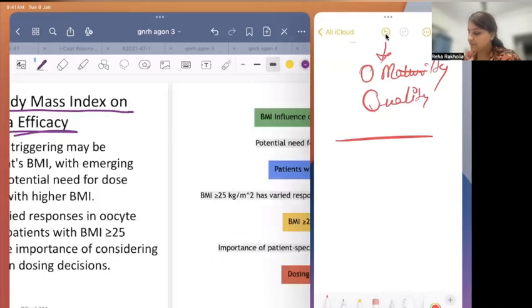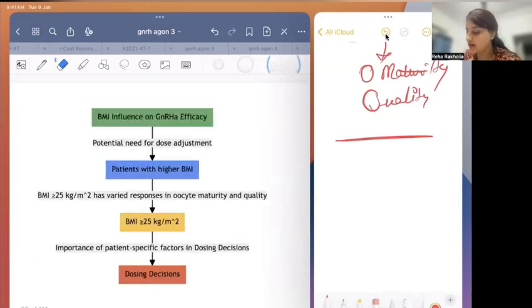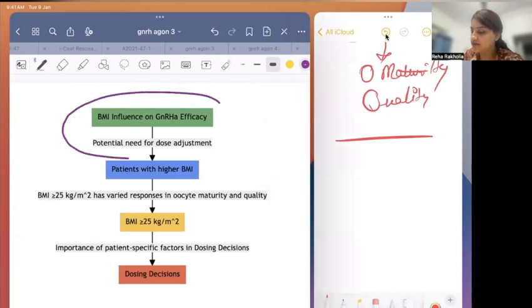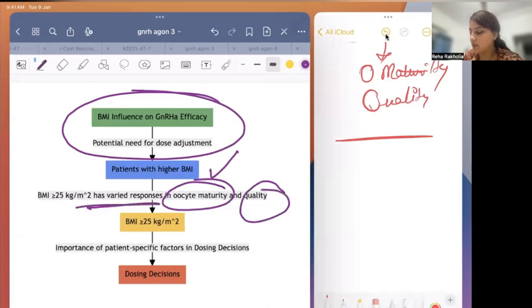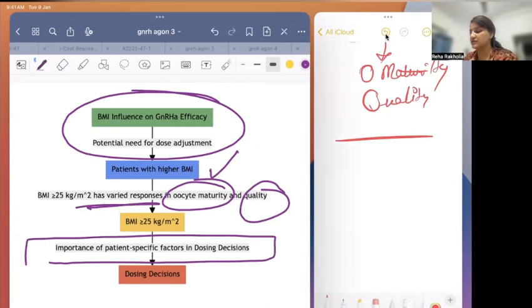See here, we can see by the flow chart, BMI influences GnRH agonist efficacy. Potential need for dose adjustment. With higher BMI, oocyte maturity and quality had a varied response. So this shows the importance of patient-specific factors in dose decision.